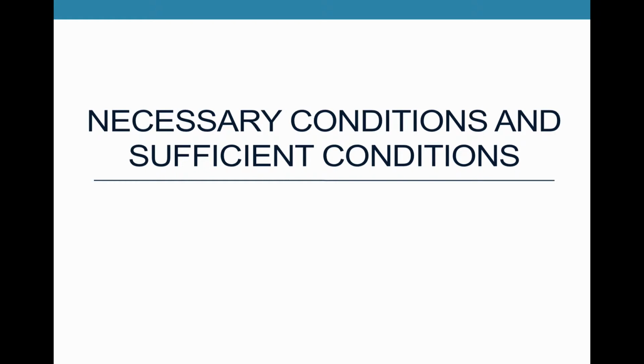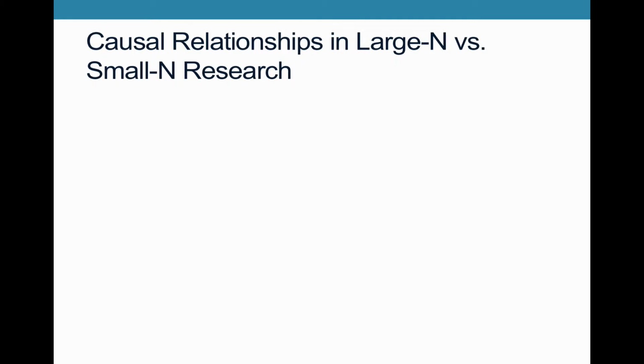This lecture will look at causal processes that are called necessary conditions and sufficient conditions. And these are causal processes that are common to use in small n research. So let's compare the kinds of causal relationships that we talk about when we do large N studies versus when we do small N studies.